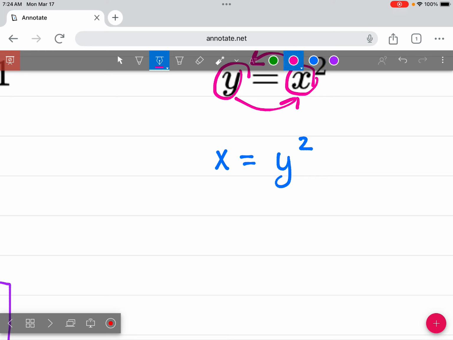We got to get rid of that square. How do I get rid of that square? What's it called? Square root.